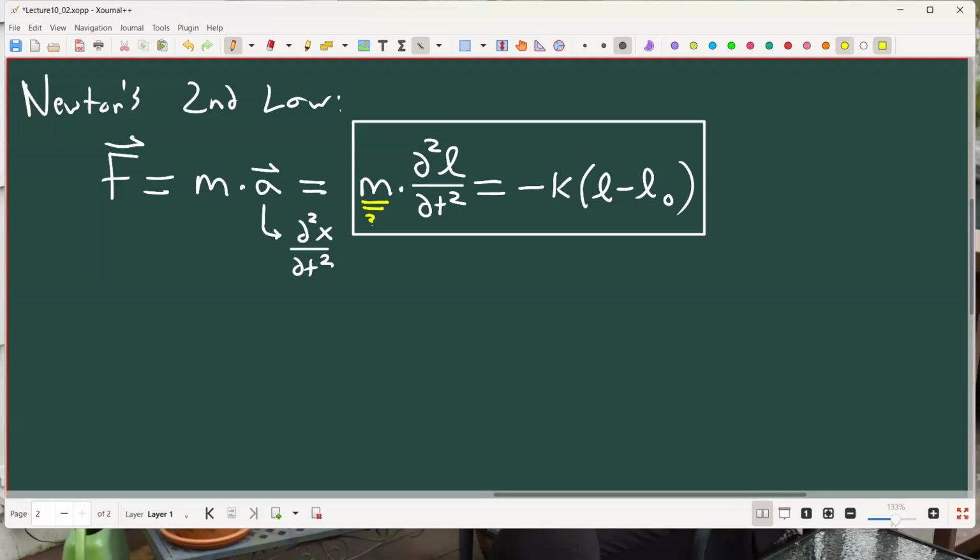Right, because we have two masses. Do we sum the masses, or do we do something special with them? Well, what I'm going to do instead, because what we actually have are two masses that can move independently of each other.